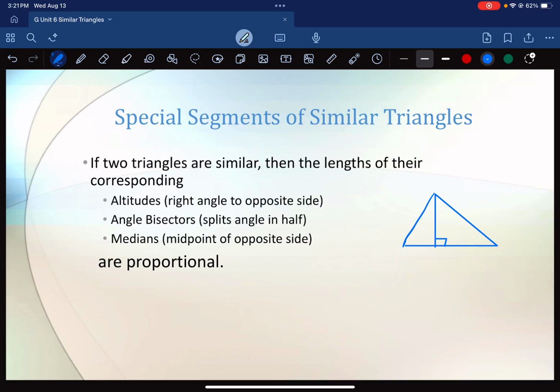Now an angle bisector, this is an altitude. So an angle bisector takes a triangle and it splits the angle equally from one side, so like this, so that these two are congruent angles. So this would be an angle bisector.